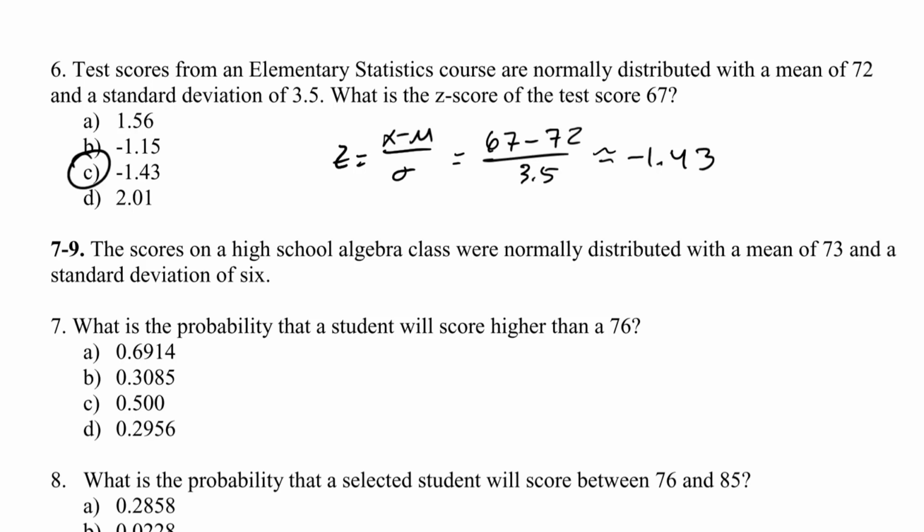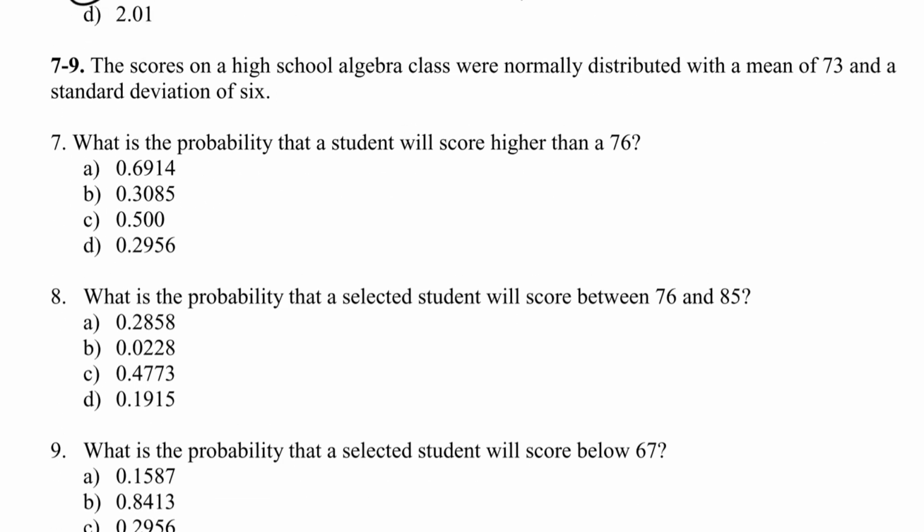All right, now let's pair that with probability. Okay, so now this time we have scores on a test that are normally distributed. We have a mean of 73, a standard deviation of 6.